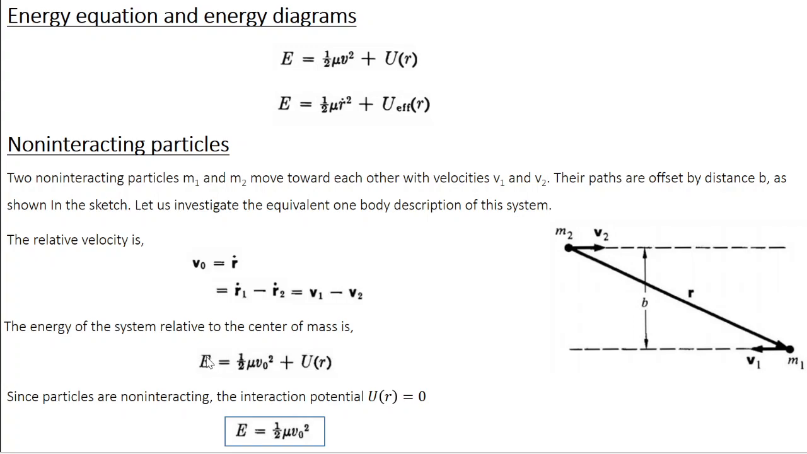Now since we are dealing with non-interacting particles, the interaction potential U of R is going to be 0. So my total energy is equal to half mu V naught square.